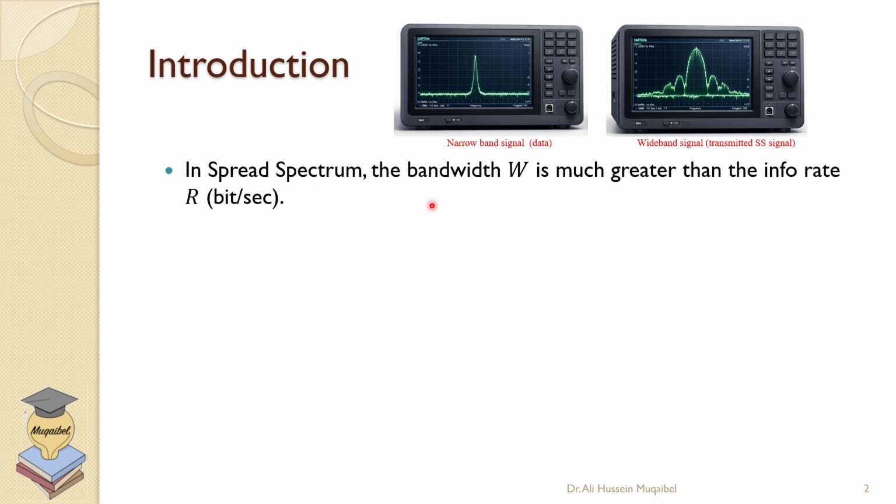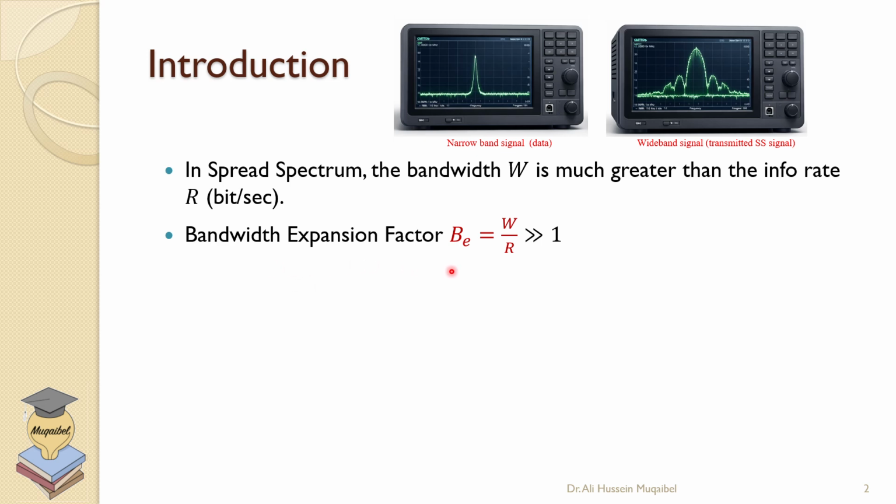In spread spectrum, the bandwidth W of the signal is much greater than the information rate. So the transmission bandwidth W is much greater than R, which is the data rate. If we compare W with the rate, we get a number that's much greater than 1. This is called the bandwidth expansion factor.